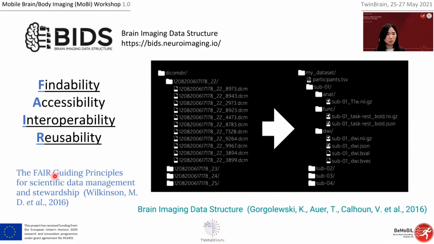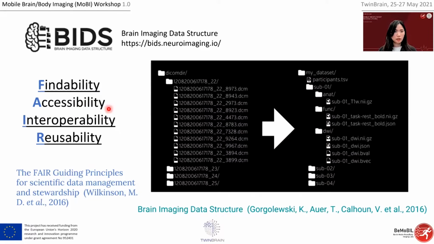And by imposing some restrictions on the way people name and structure their data, it supports the FAIR guiding principles for scientific data management. So findability refers to people being able to find data sets that use certain methods or have certain properties. And BIDS supports this by providing rich metadata.